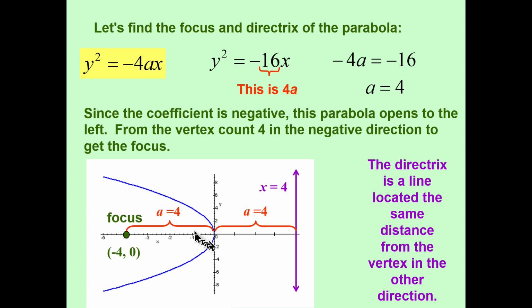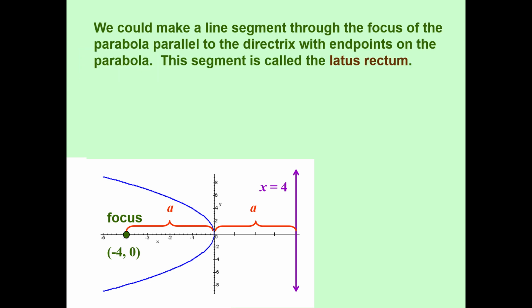Okay. And from there, we could make a line segment that goes through the focus of the parabola and make it parallel to the directrix with endpoints on the parabola. So we can draw a line segment through here and make the endpoints on parts of the parabola. And this segment is called the latus rectum.